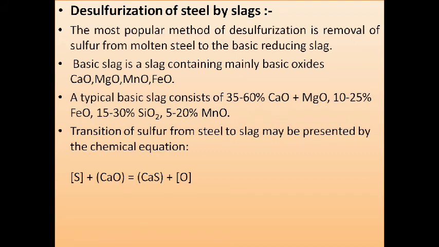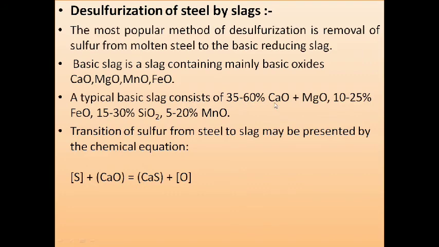A typical basic slag consists of 35 to 60% calcium oxide, then magnesium oxide about 10 to 25%, 15 to 30% of silica, then 5 to 20% of manganese oxide. Here the slag consists of 35 to 60% calcium oxide plus magnesium oxide, 10 to 25% of iron oxide, 15 to 30% of silica, then 5 to 20% of manganese oxides.